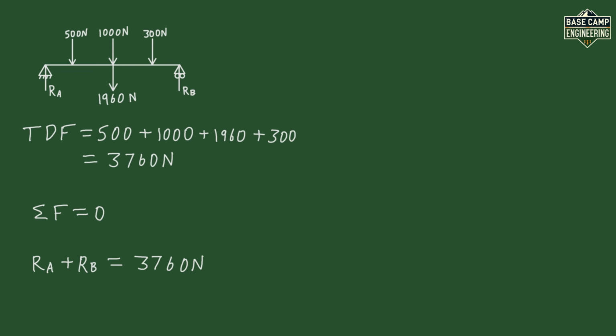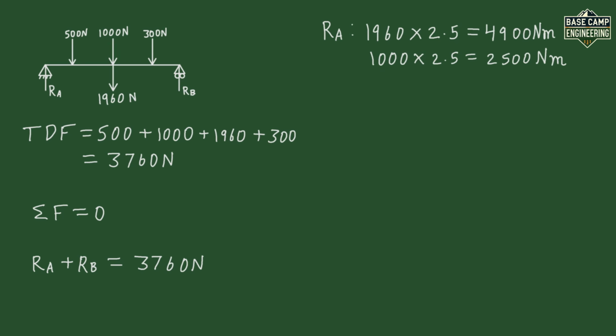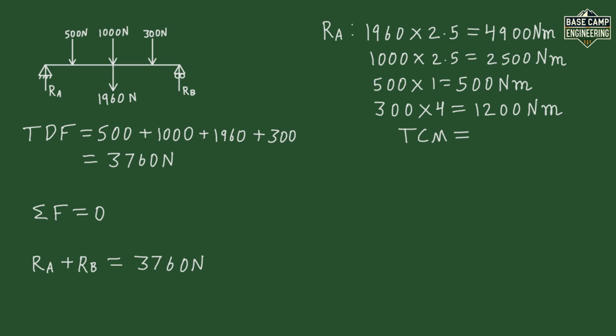Take moments about Ra. The 1960 newton weight at 2.5 meters gives 4900 newton meters clockwise. The 1000 newton load at 2.5 meters gives 2500 newton meters clockwise. The 500 newton load at 1 meter gives 500 newton meters clockwise. The 300 newton load at 4 meters gives 1200 newton meters clockwise. Total clockwise moment is equal to 9100 newton meters.